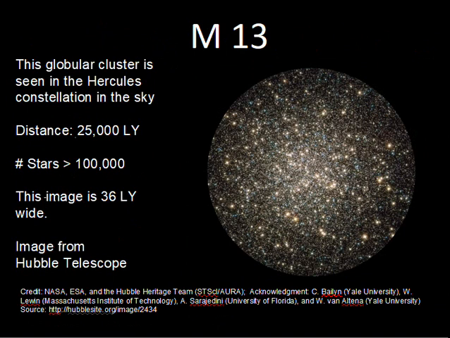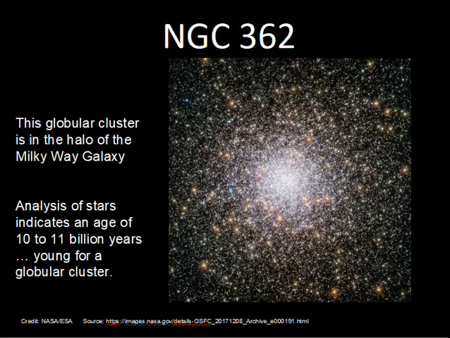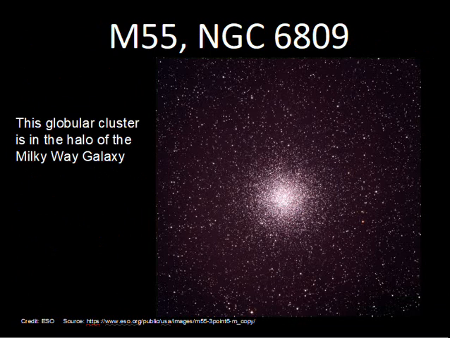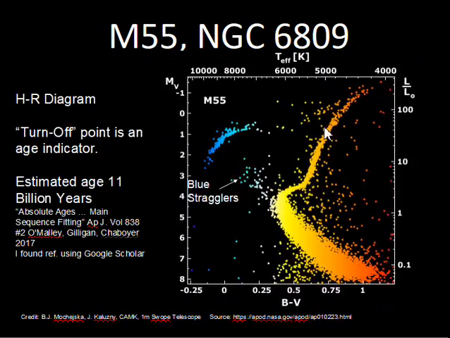NGC 362, and this globular cluster is out in the halo of the Milky Way, and again it's been estimated to be over 10 billion years old. M55, also in the New General Catalogue as 6809. And for this particular one, I found a Hertzsprung-Russell diagram for the globular cluster, and want to spend a little bit of time here.